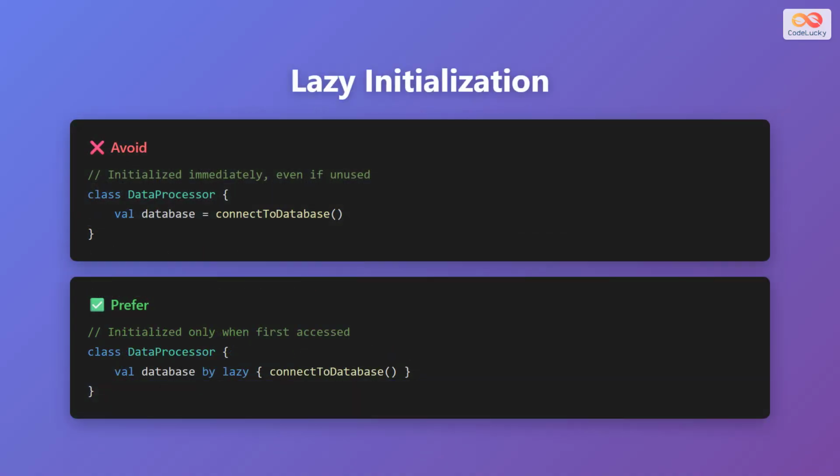Not all properties need to be initialized immediately when an object is created. Expensive operations like database connections or network calls should be deferred until they're actually needed. Kotlin's lazy delegate makes this easy. By using val property by lazy, you ensure the initialization code runs only when the property is first accessed. The value is then cached for future use. This improves startup time and avoids wasting resources on objects that might never be used.